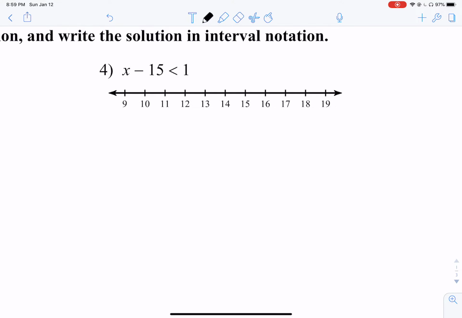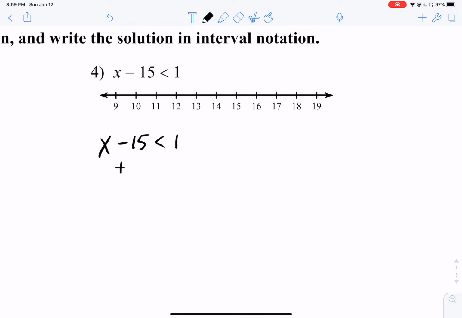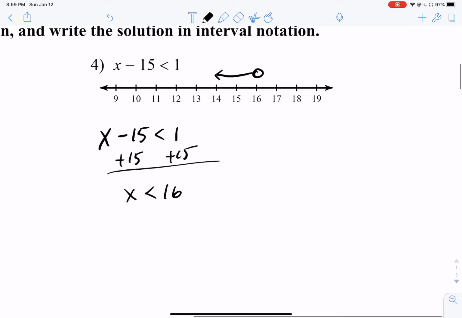For number 4, x minus 15 is less than 1. We're going to add 15 to both sides, and x is less than 16. So we would have again an open circle because there's no equal sign, and we will look for the values less than. So we point that again to the left.